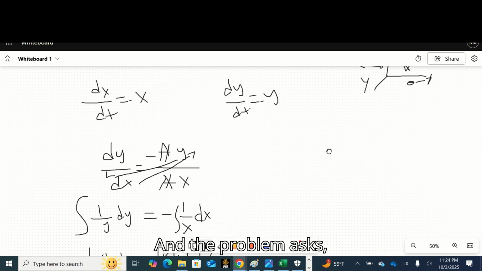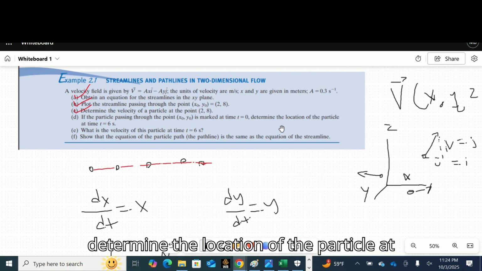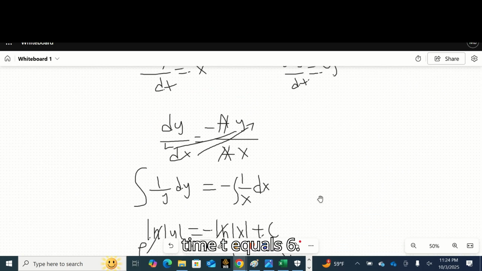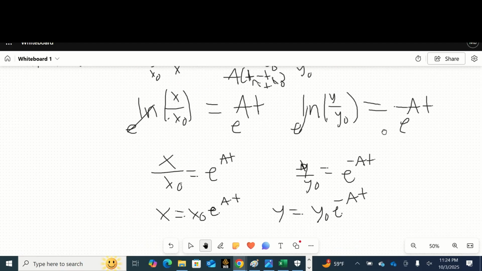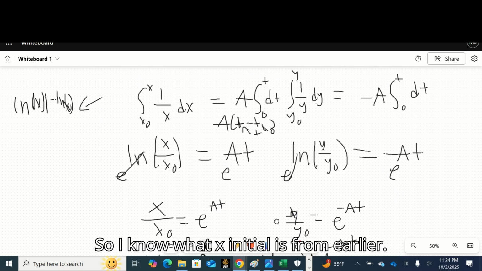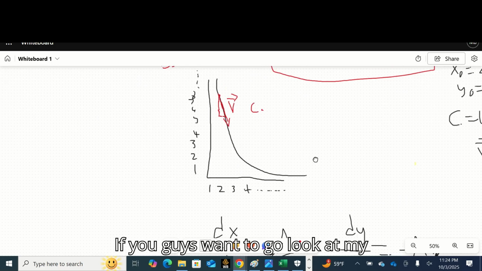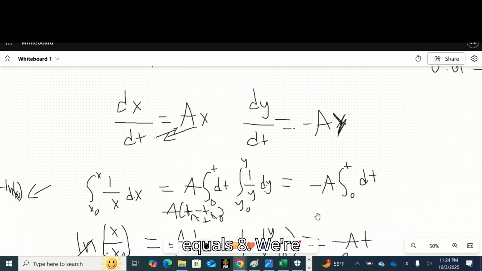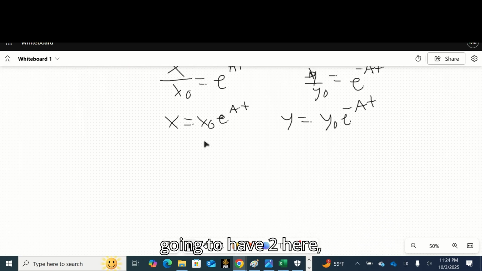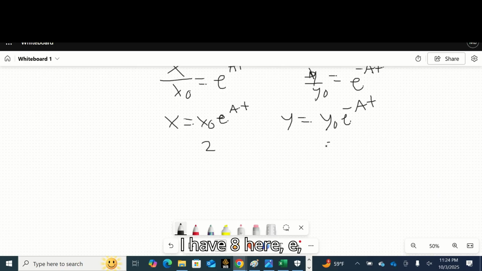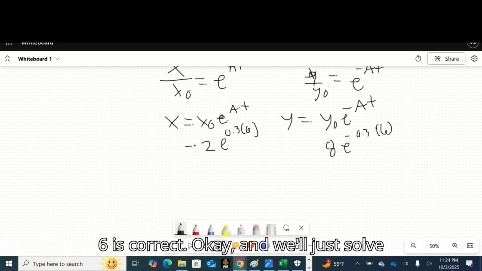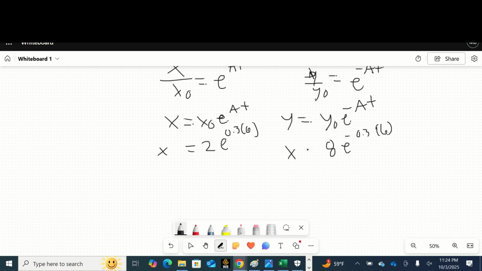And the problem asks, determine the location of the particle at time t equals 6. So I know what x initial is from earlier. If you want to go look at my graph, x initial equals 2, y initial equals 8. We're going to have 2 here, I have 8 here, e to the 0.3 times 6, 8 e to the negative 0.3 times 6. Wait, yeah, 6 is correct. Okay, and we'll just solve for our position at time t equals 6.